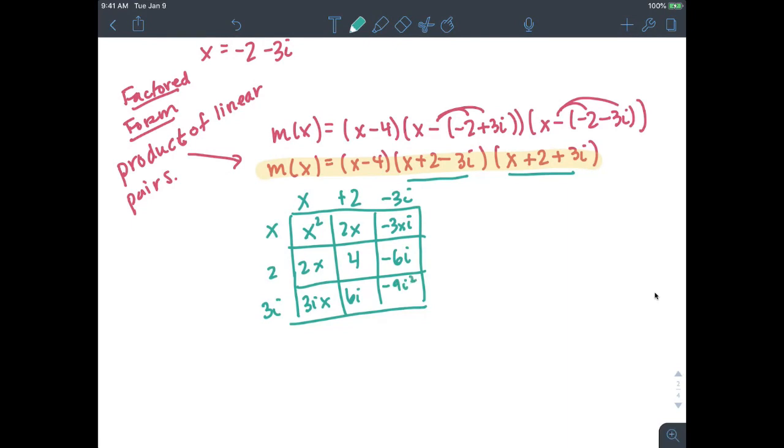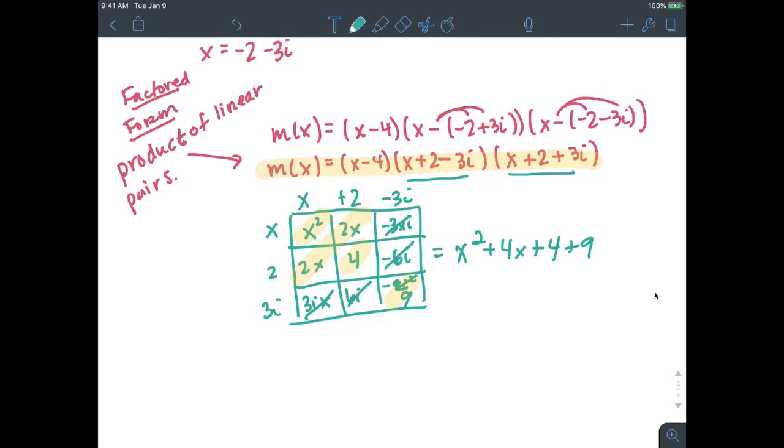You should have a bunch of stuff that cancels. So the xi's will cancel, and the plain i's should cancel. And then I'm going to go ahead and change this, since negative 9 times i squared is basically negative 9 times negative 1, I'm going to change this to a positive 9. So I get x squared plus 4x plus 4 plus 9.